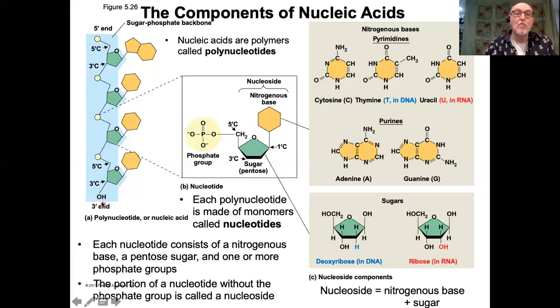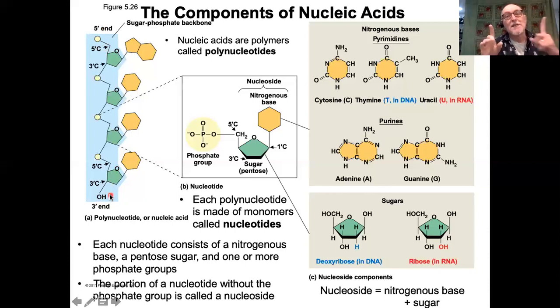Okay, but I can only react there. That's the only reactive site. But remember, this is very important because it lets you orient yourself. This molecule is not symmetrical. It has a 5' end and a 3' hydroxyl end there.